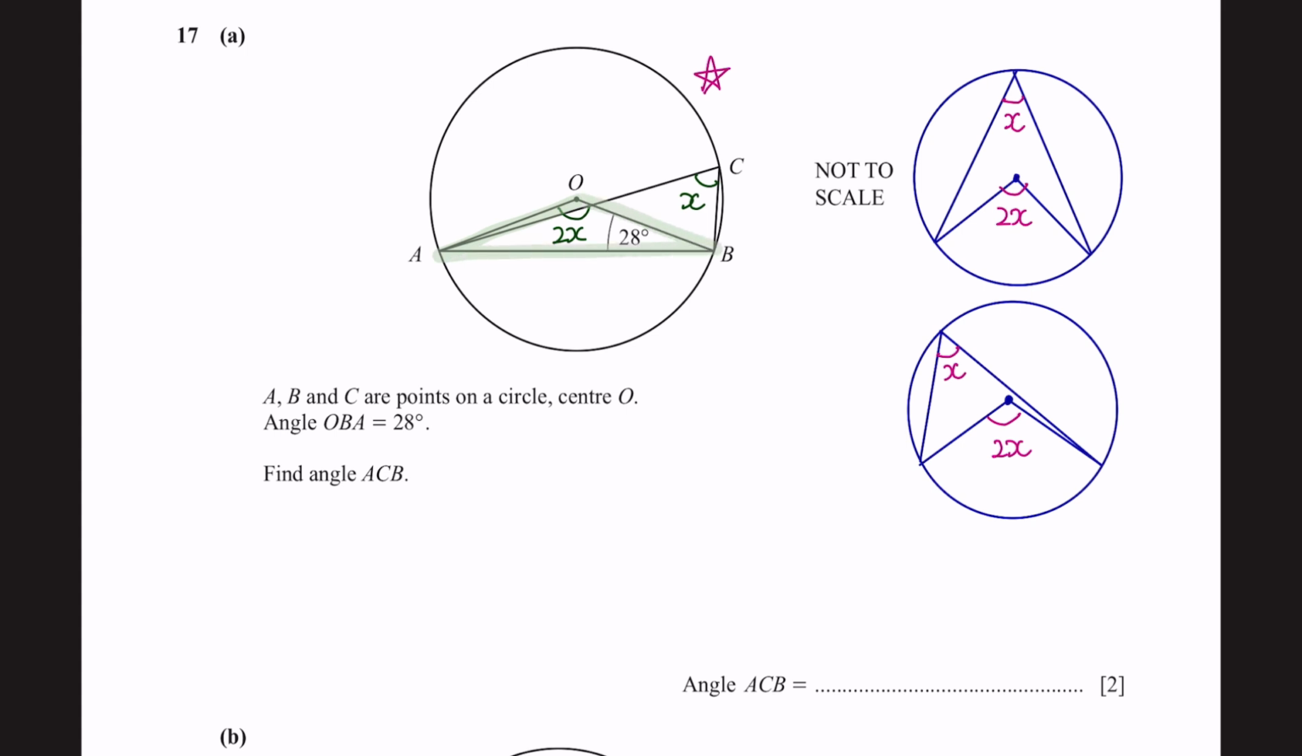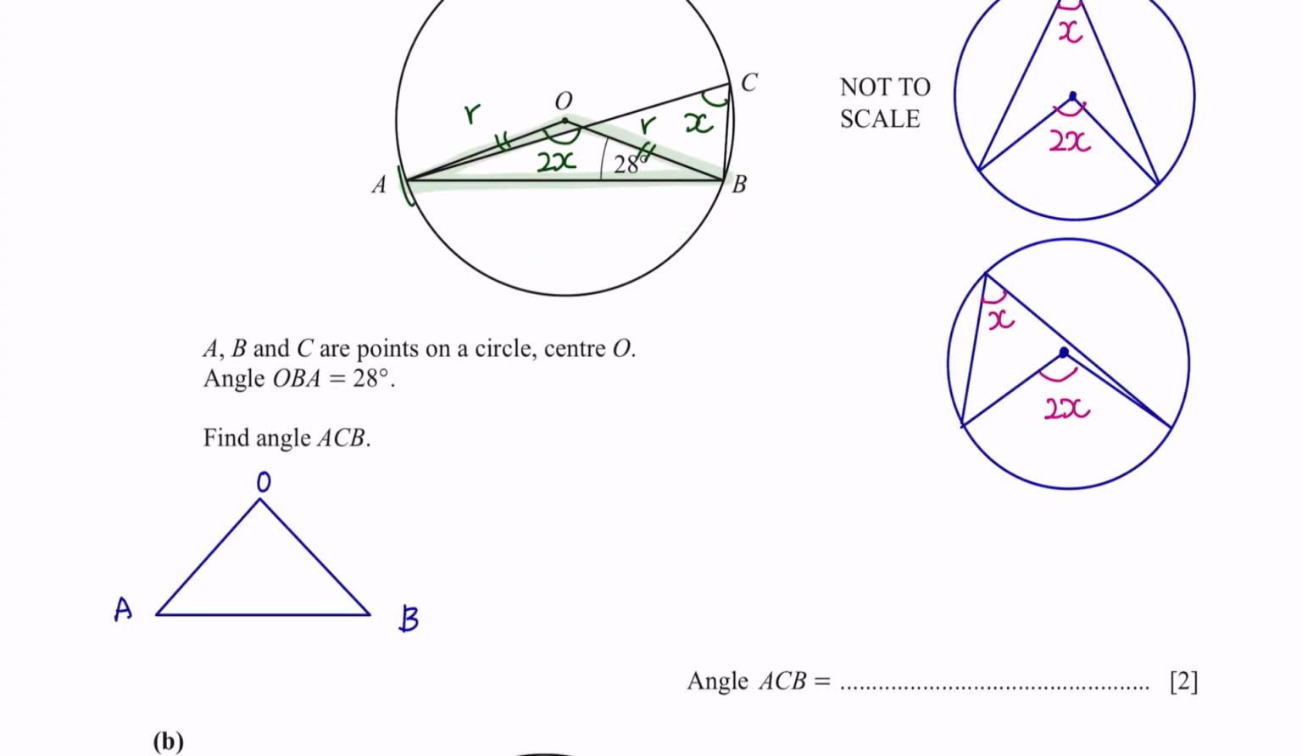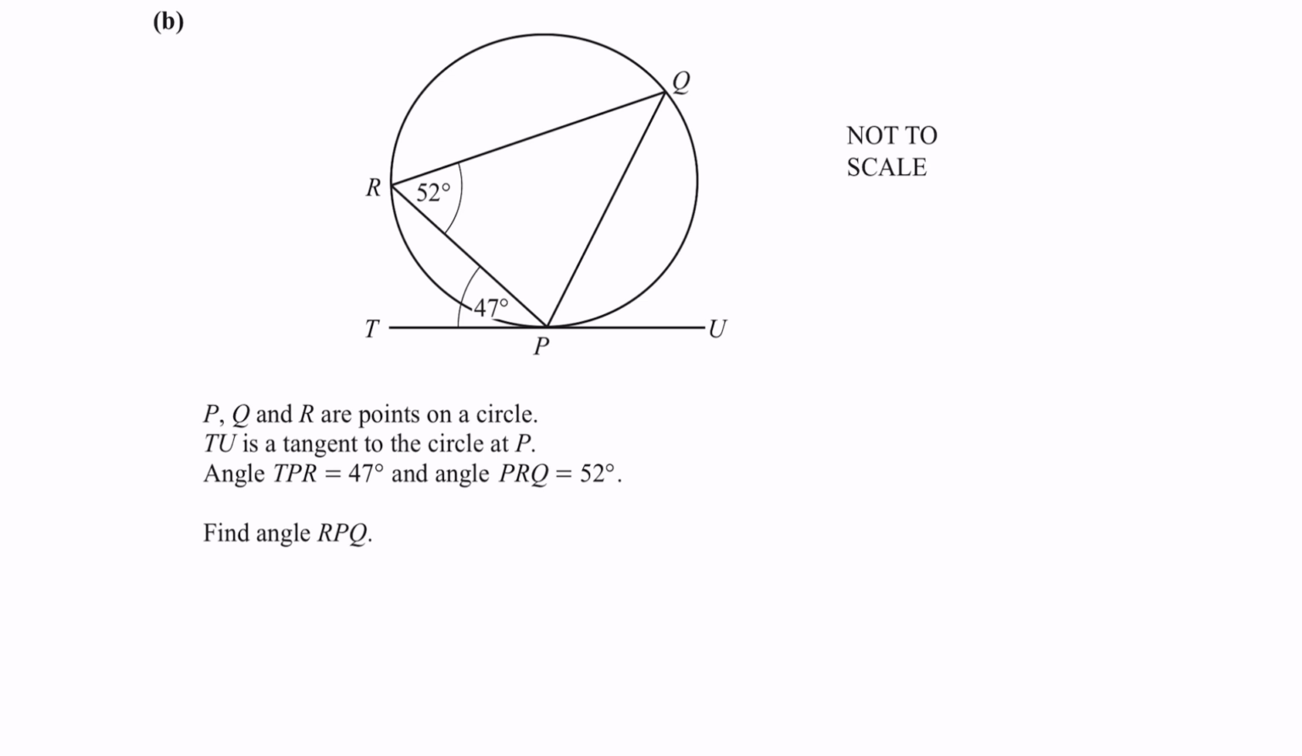Here we've got a triangle. The lines here are from the center to the circumference, so these two are the radius, which means that this triangle is an isosceles triangle. So just drawing it out clearly, if this is 28, this will also be 28. So let's find this angle, 124 degrees. According to the rule of circle theorem, this angle here is double the angle here. So if over here is 124, we'll divide it by 2 to get the angle ACB here, which is 62 degrees.